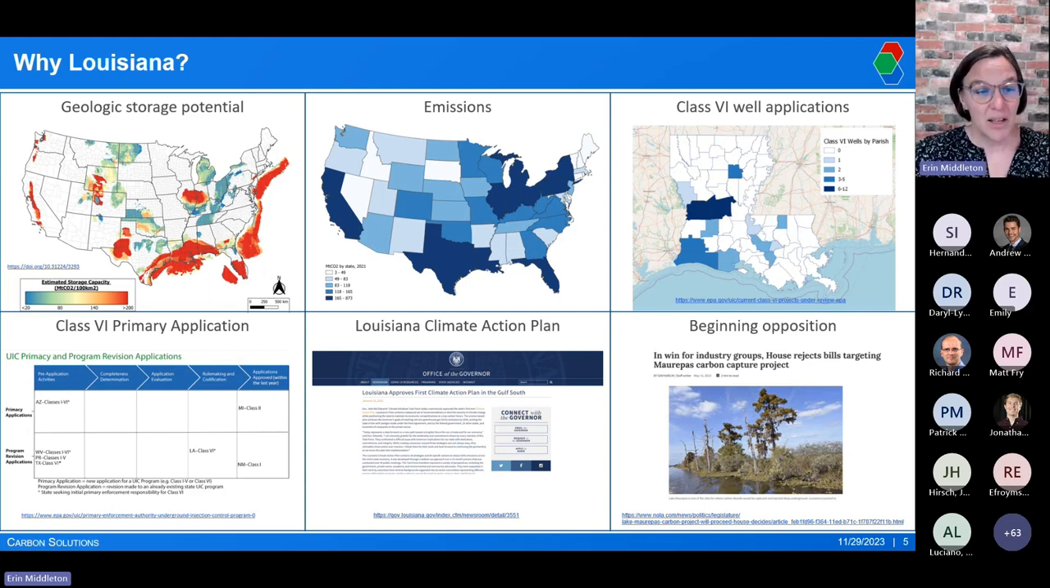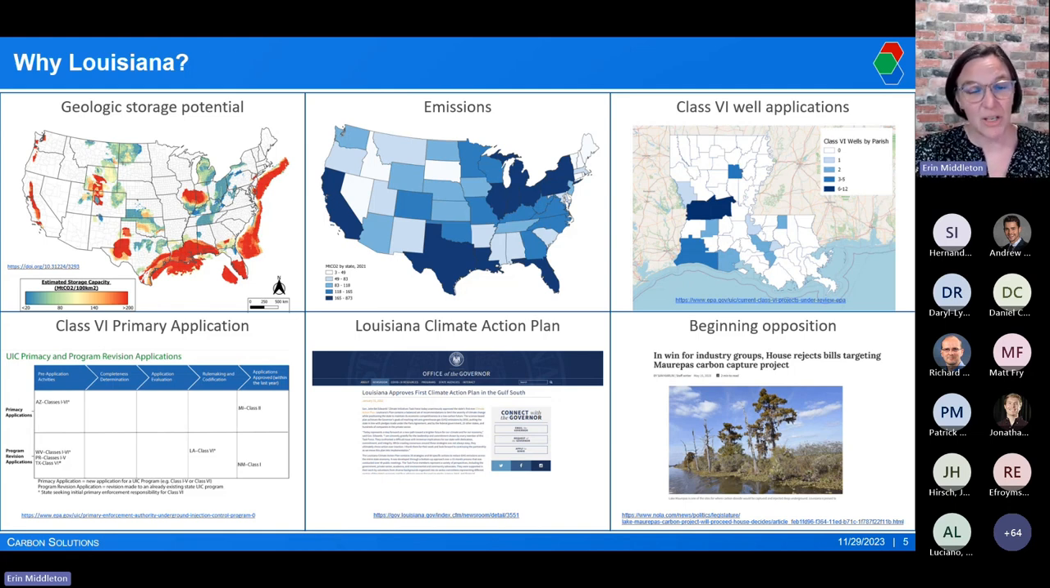One of them is the geological storage potential. The map you see in the upper left is work that is partly done by Jonathan Ogland-Hand at Carbon Solutions. The dark red places there are areas with great storage potential. Even if you don't see the rest of the colors, think red is great storage potential. One of the things you see around Louisiana is a lot of great storage potential over the entire state.